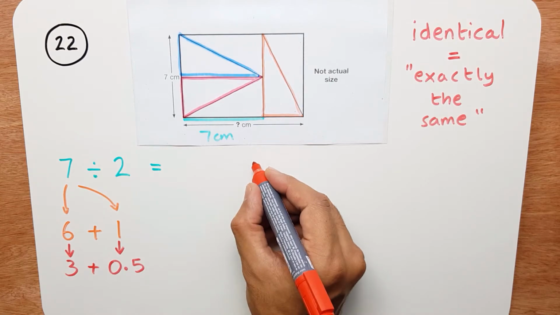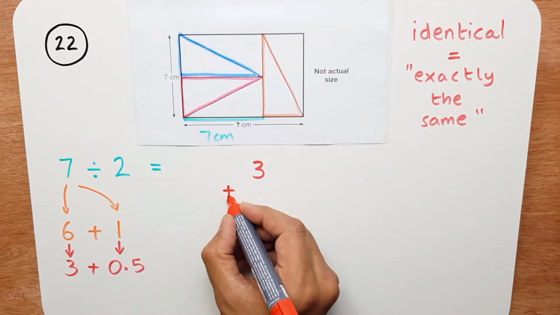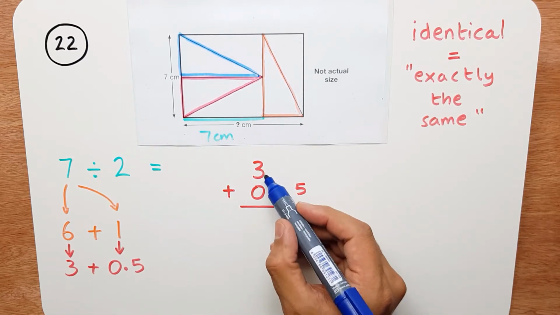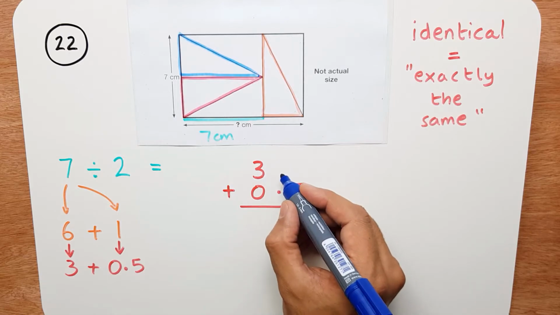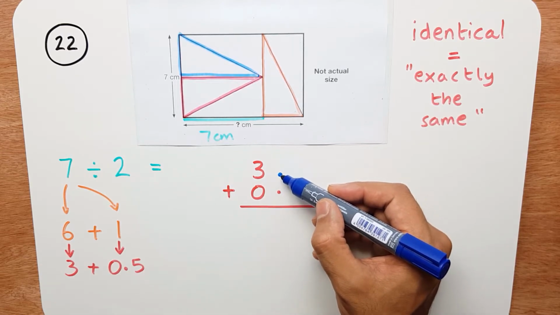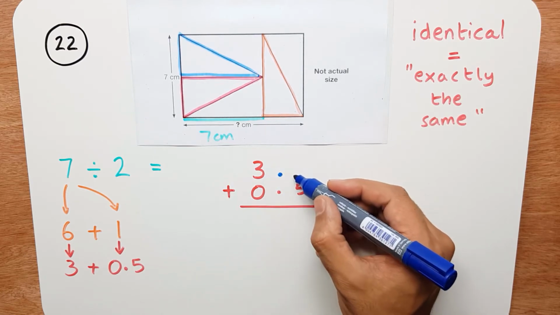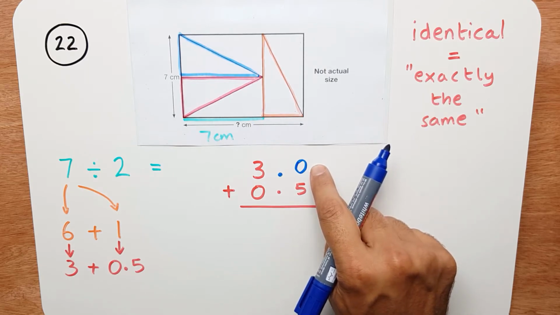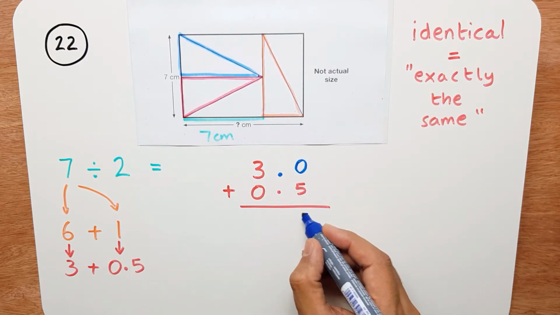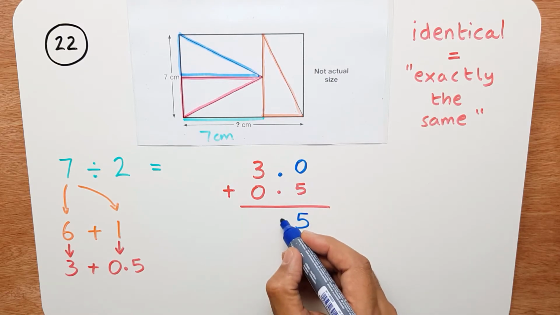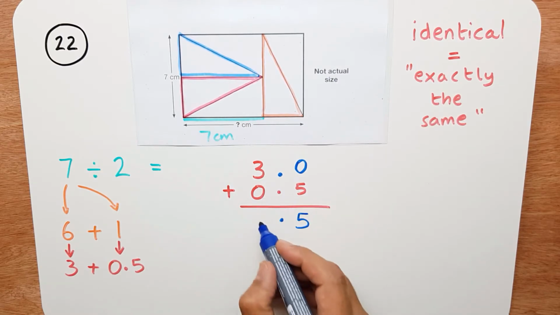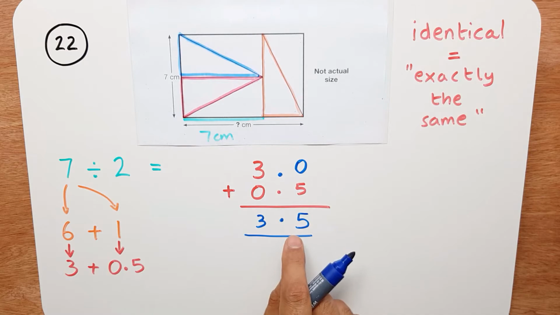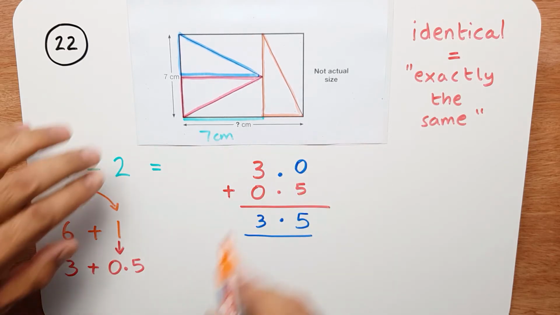So let me do it as column addition. 3 add 0.5. Now if you notice, 3 is a whole number, so I can put my decimal point, and it's always to the right of the ones or units column. And I'm going to put a helper 0 or a placeholder. 0 add 5 is 5. Carefully line up the decimal points. 3 add 0 is 3. So my answer is 3.5. So I can write that there.